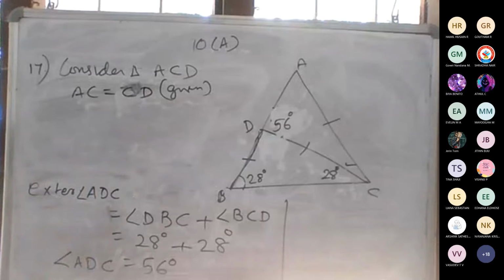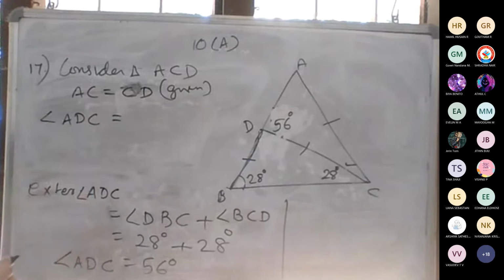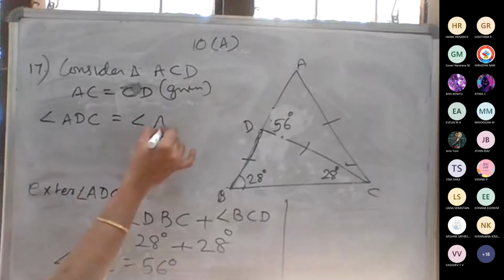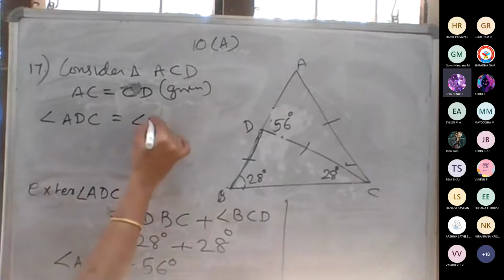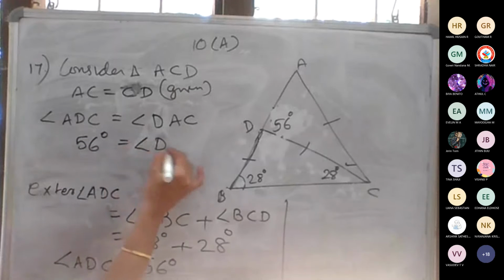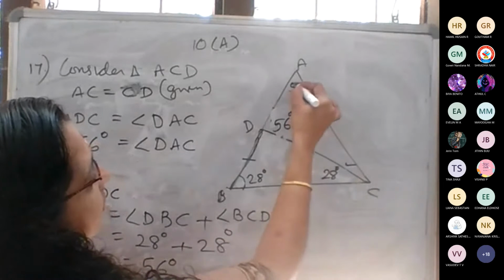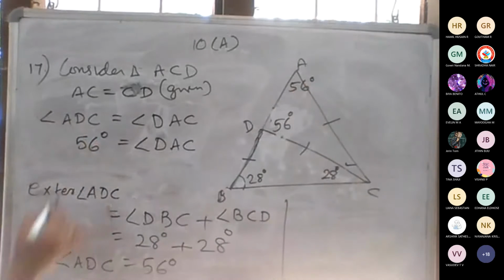So the angle opposite to side AC is angle ADC, and the angle opposite to CD is angle DAC. These two angles are equal. We have ADC as 56 degrees, so instead of ADC we can write 56 degrees is equal to angle DAC. So DAC is equal to 56 degrees.